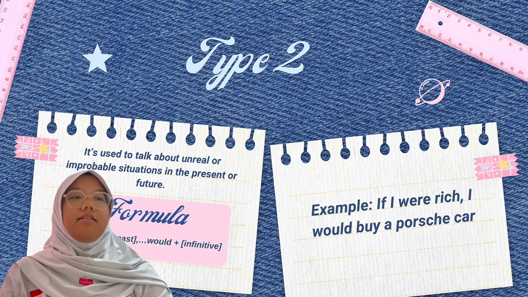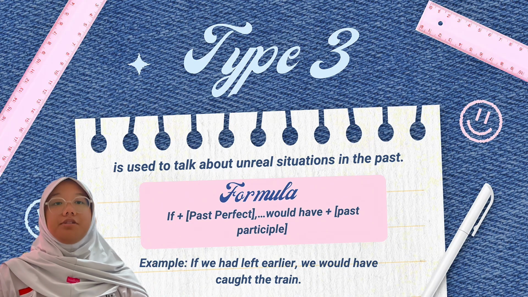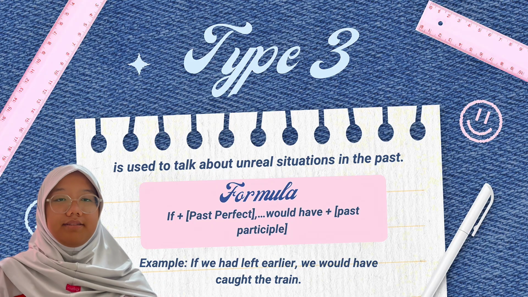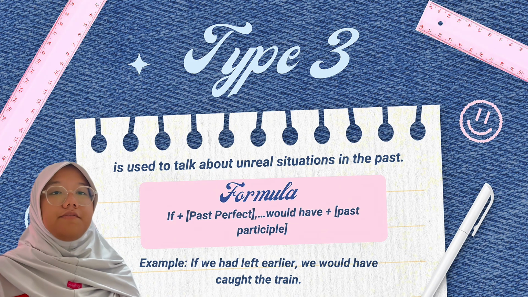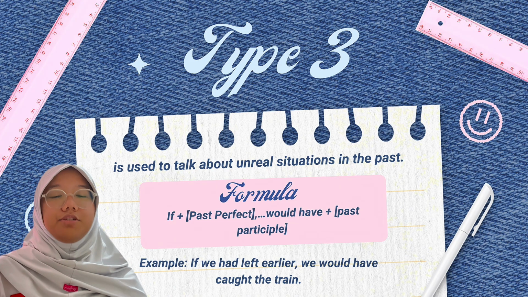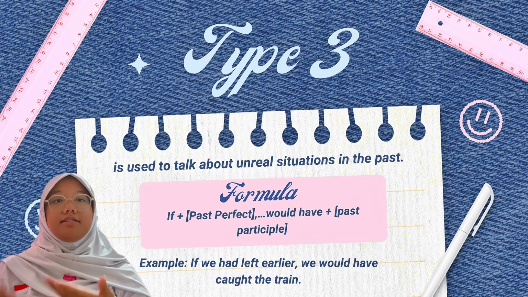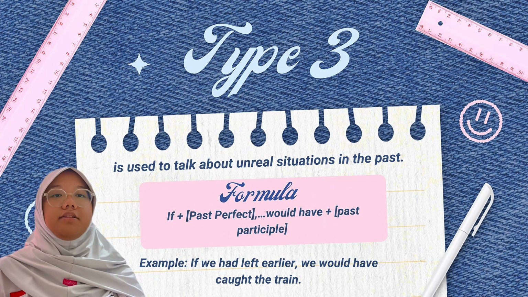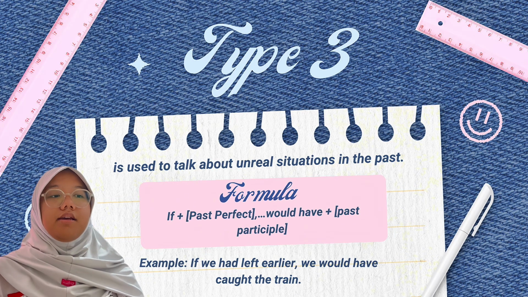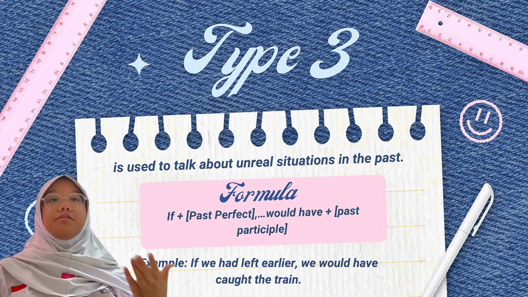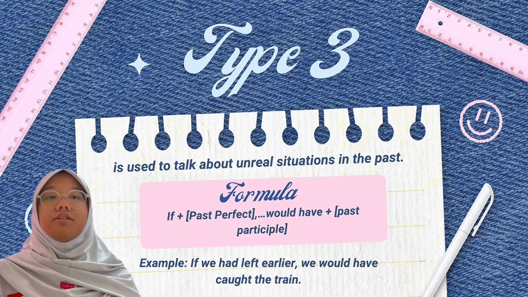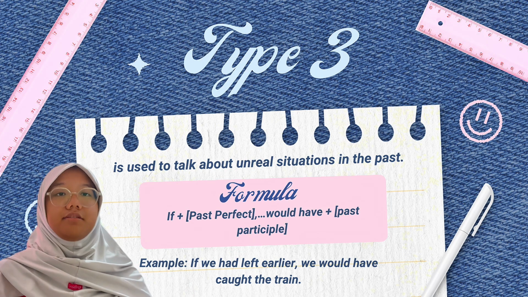Okay, and the last one is type 3. It is used to talk about unreal situations in the past. So, what's the difference between type 2 and type 3? In type 2, the condition and the result never happen. It's unreal. But in type 3, the condition and the result did happen, but not like in the sentence. It's more like regret.